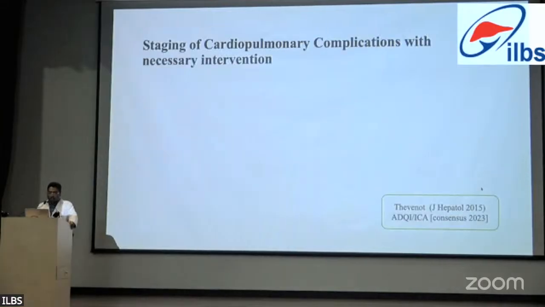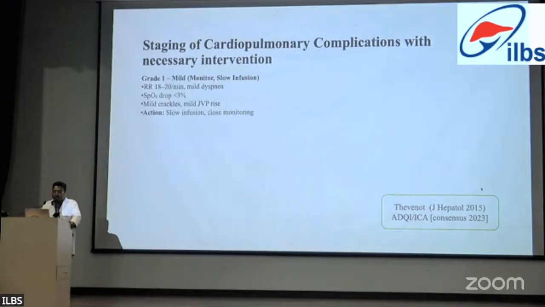So we have staged the complication in 3 grades, where grade 1 was mild, where respiratory rate has increased more than 18 up to 20, with mild dyspnea, SpO2 dropped from the base level by less than 3%, new onset crackles. In those patients, we have initially slowed down the infusion and reduced the dose of the albumin.